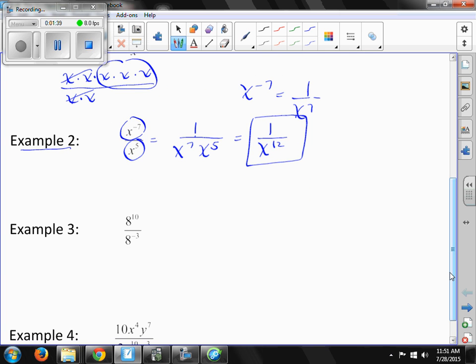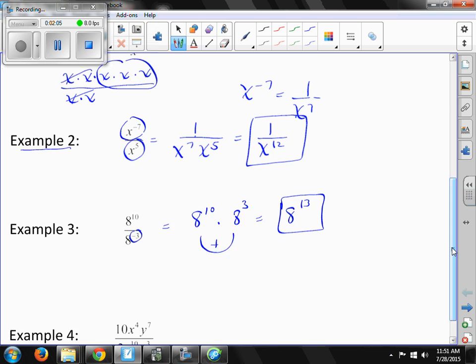8 to the 10th divided by 8 to the negative 3. We have a negative exponent in the denominator, so I have 8 to the 10th. I'm going to let it rise to the top so it will become positive, 8 to the third, and then I can use my product rule, which says when you multiply like bases, you add the exponents. So I'll have 8 to the 13th.